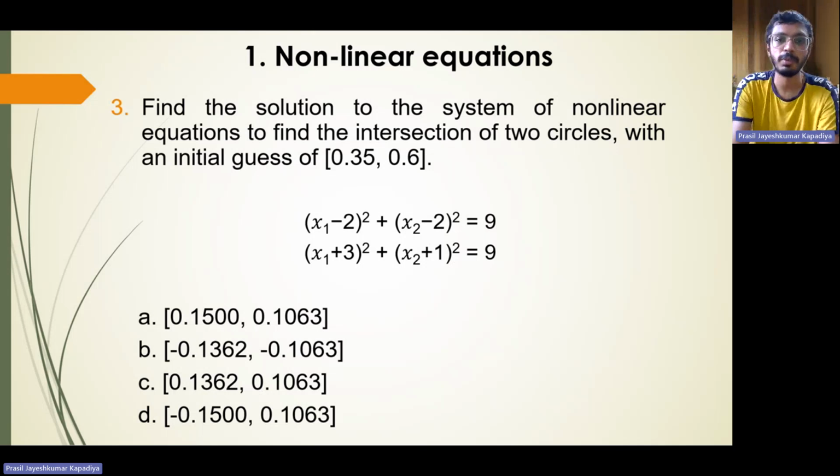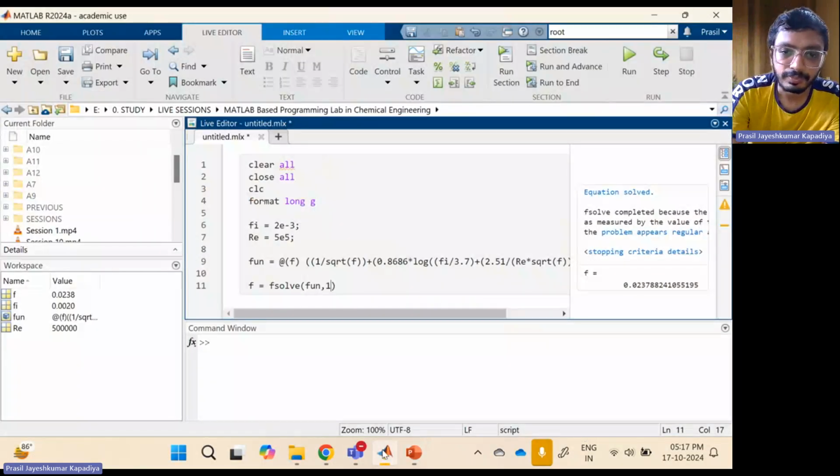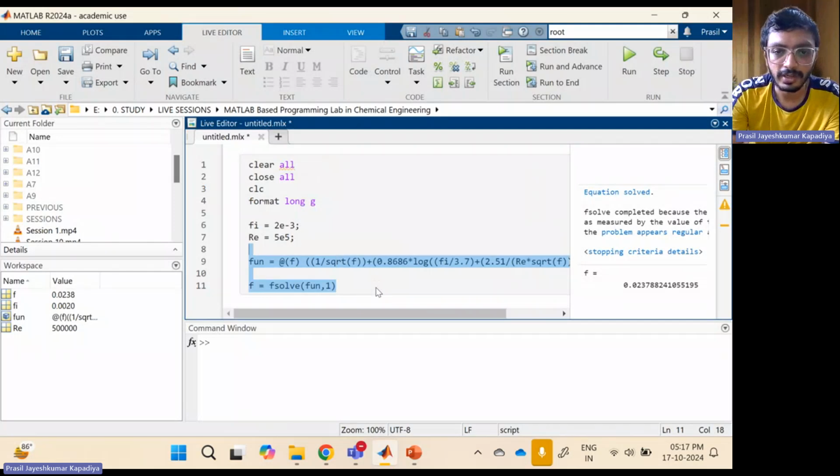Let's move ahead with the next problem. So here, what is the difference? Find a solution of the system of nonlinear equations to find the intersection of two circles with the initial guess of 0.35 and 0.6, where the equations are (x1 minus 2) whole squared plus (x2 minus 2) whole squared is equal to 9, and (x1 plus 3) whole squared plus (x2 plus 1) whole squared is equal to 9. So what are these? These are two coupled equations. So now we will be solving coupled equations. So let's do that.